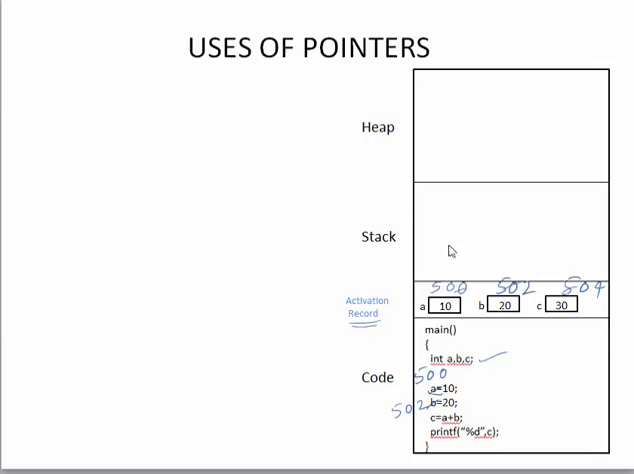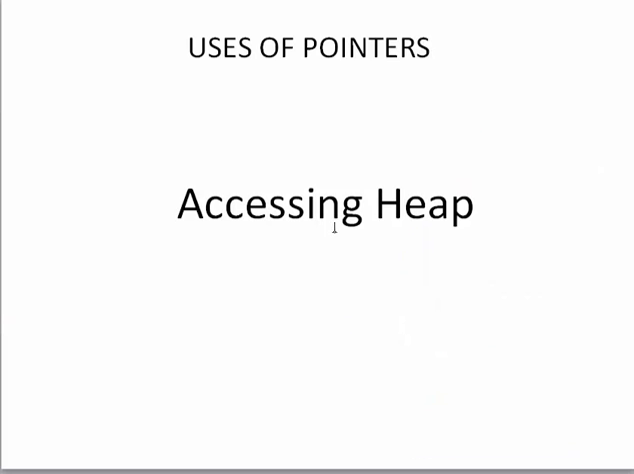Anything other than stack is accessible by the program indirectly, not directly. Only the stack memory is accessible by the program directly. Suppose the program wants to access the memory present in heap, then it cannot access this heap memory directly. Let us see what it has to do for accessing heap. Here, the first usage of pointer is accessing heap.